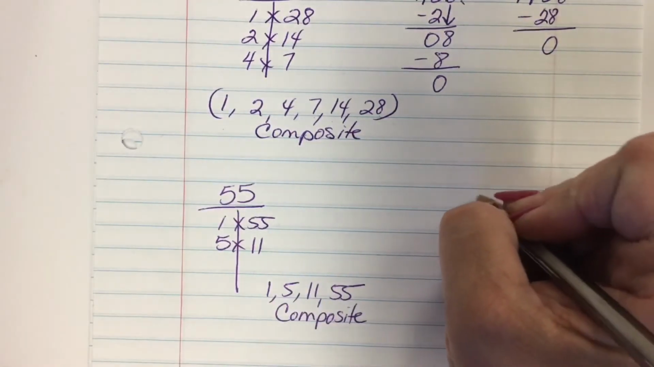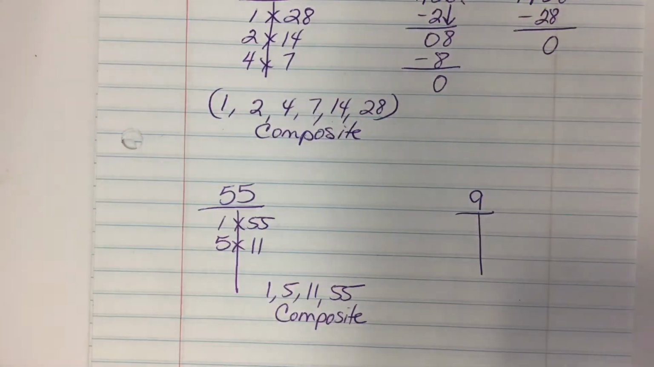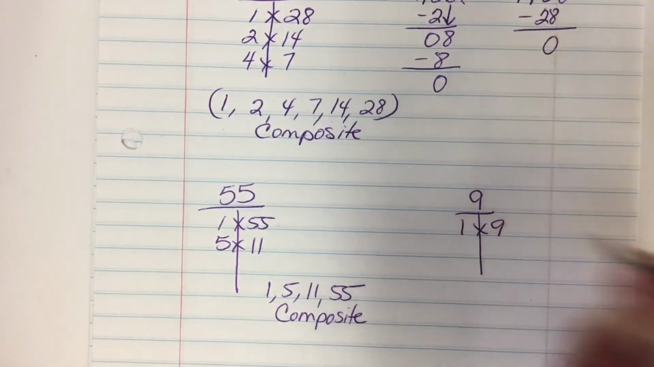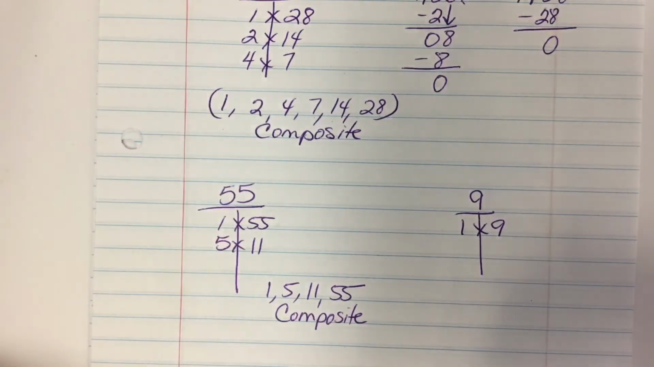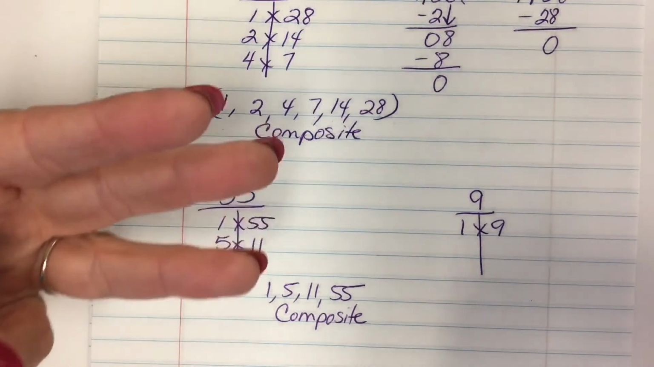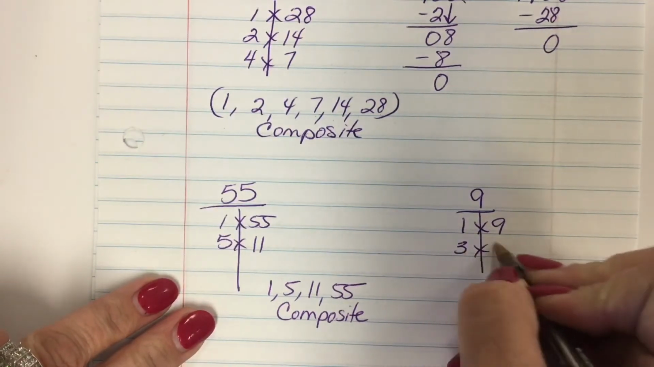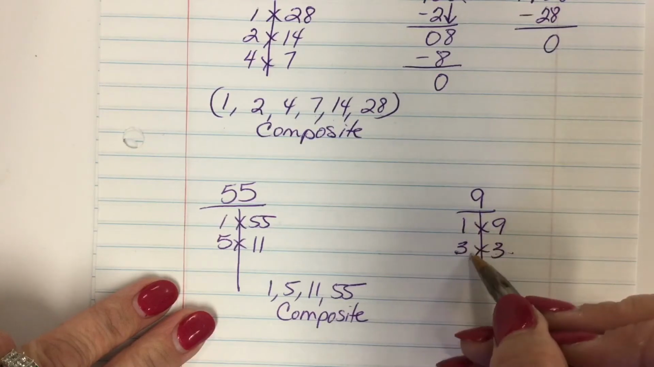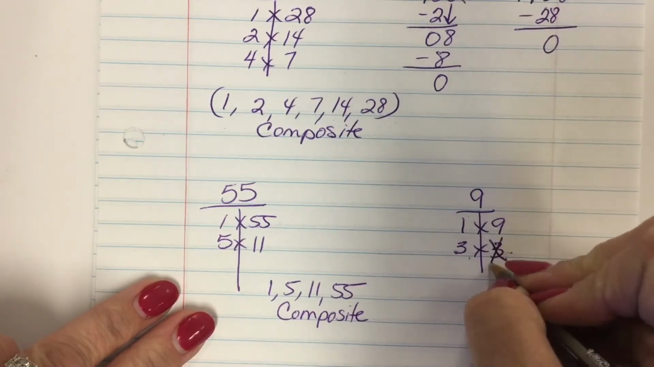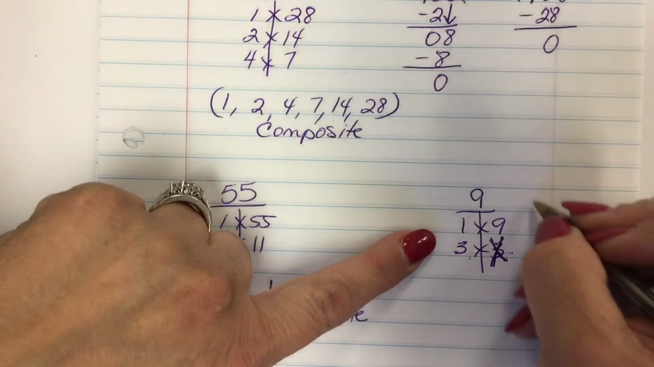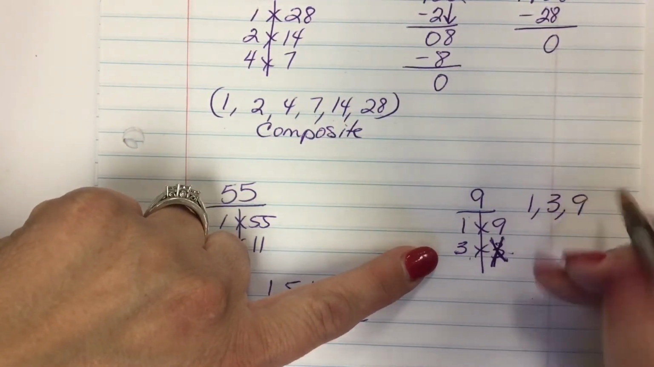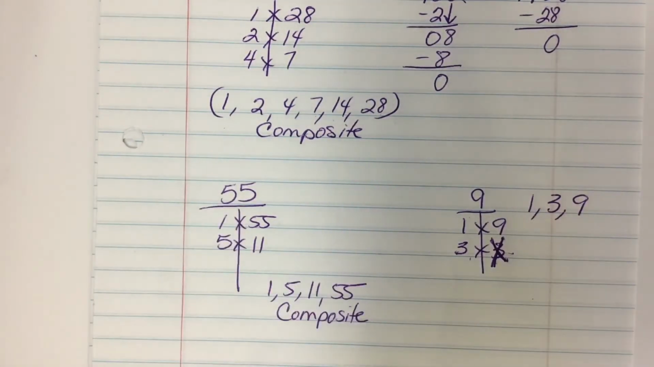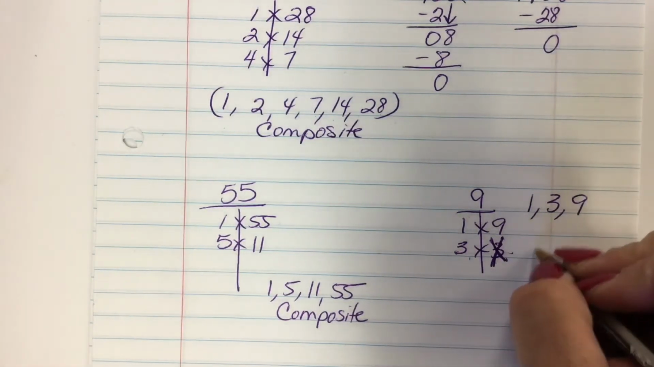What if I have the number 9? 1 times 9 equals 9. Can 2 times a number equal 9? 2, 4, 6, 8. Nope. What about 3? 3, 6, 9. Yep. 3 times 3. So I've hit a double, and because I've hit a double and I went in order starting with 1, I know that I'm finished. And my factors are 1, 3, and 9 because I don't need that 3 twice. Okay? 1, 3, and 9, which makes this one a composite.